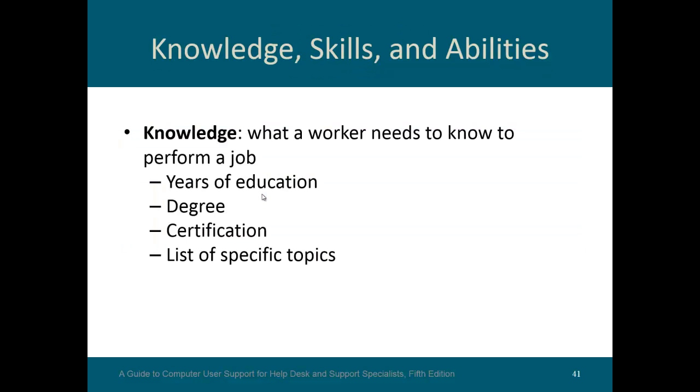All right, so what a worker needs to know to perform a job. They typically want to know how many years of education you have, what degree you have, what certifications you have, and a list of specific topics. Now, when you graduate the college, you are going to be competing for the same jobs with everybody else. Remember, the college has 2 or 3 different IT types of programs. There's a Linux program, there's a Microsoft Network Administrator program, there's a Cisco program, and there's this program, the Help Desk. So there's 4 different programs that are going to be pushing people out.